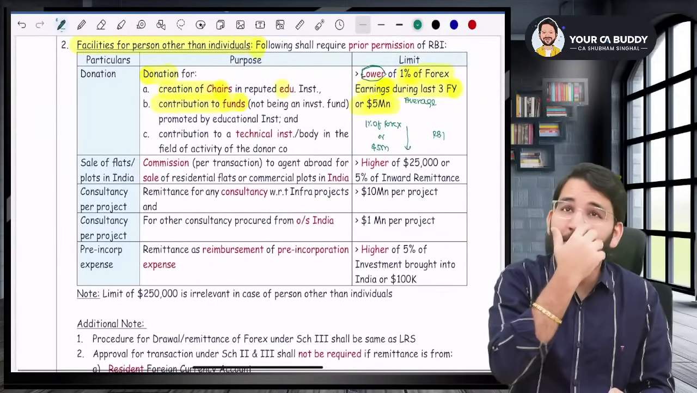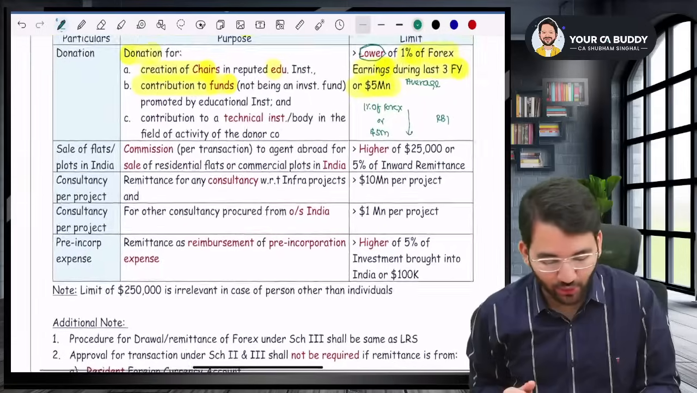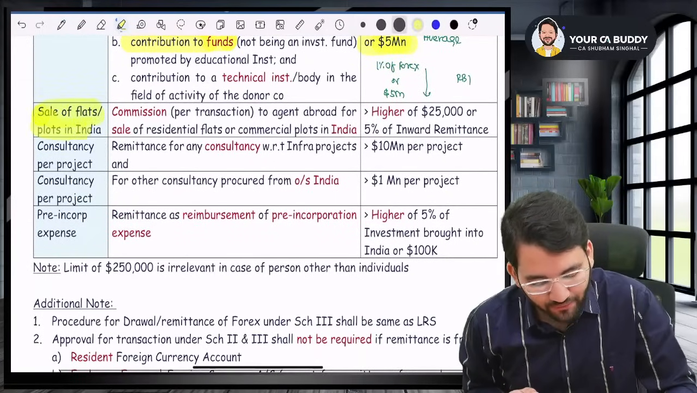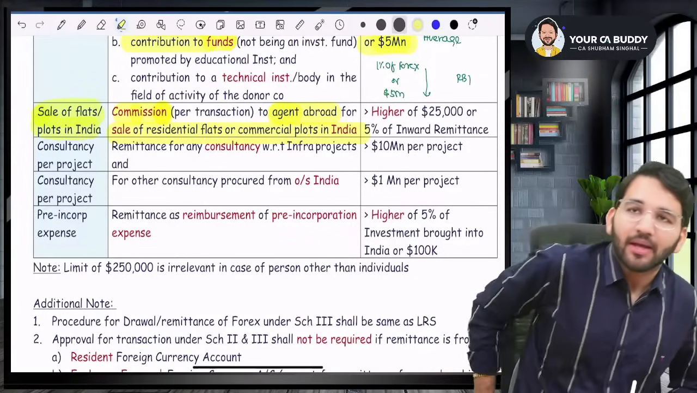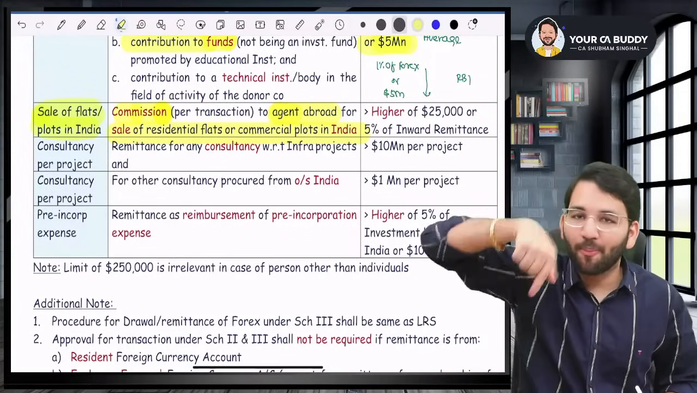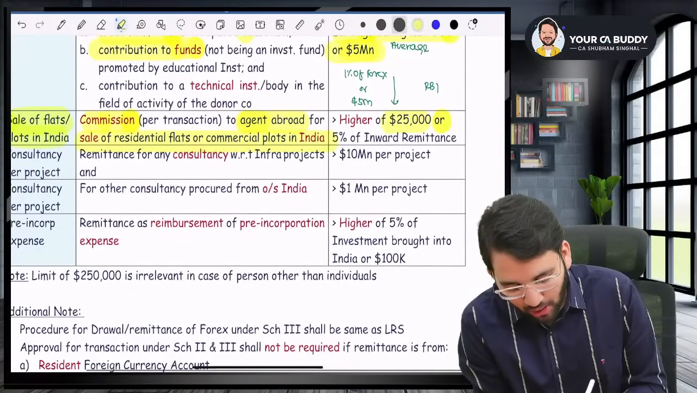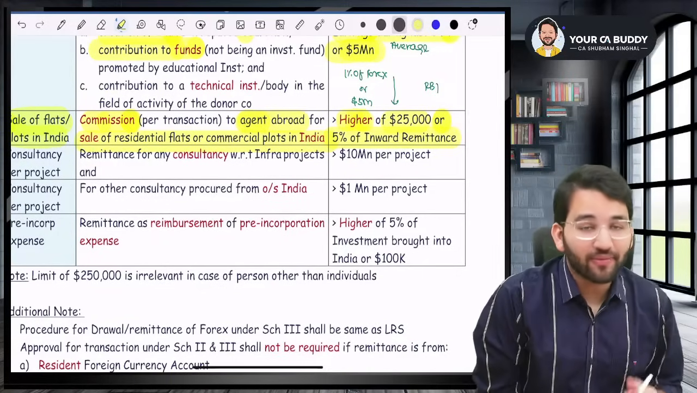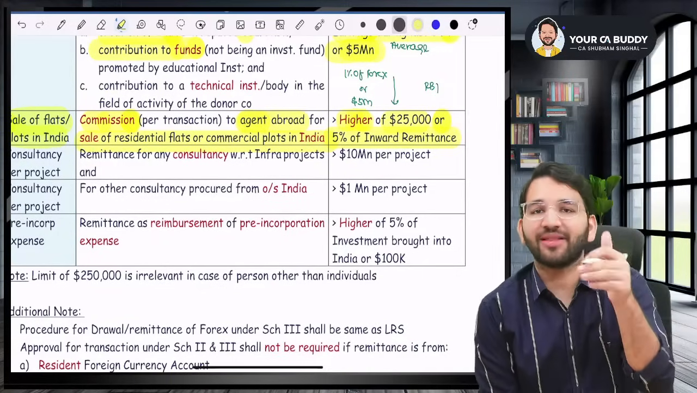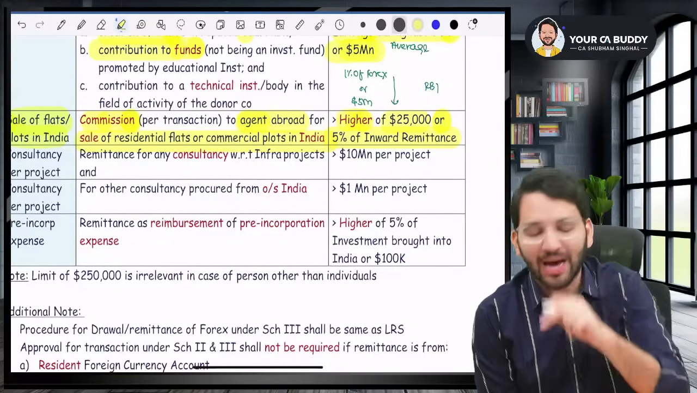Remember along with me, 1% of the forex earnings of the last three financial years or $5 million, whichever is lower. Point number two. If you sold any flats or plots in India, any commission to an agent abroad for sale of flats or plots in India, you are giving a commission outside India to a person for sale of a flat in India. So the limit is $25,000 or 5% of inward remittance, whichever is higher. Up to this amount, no approval. Beyond this amount, RBI approval.